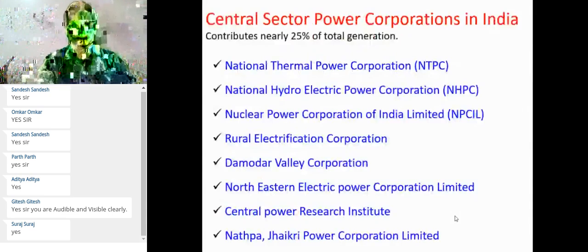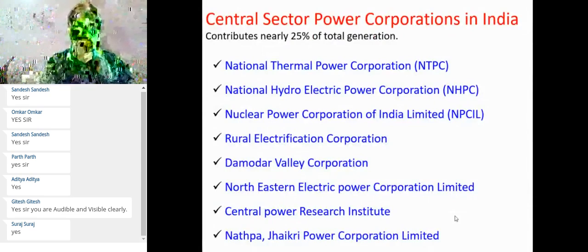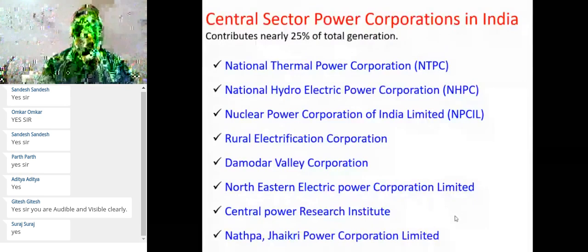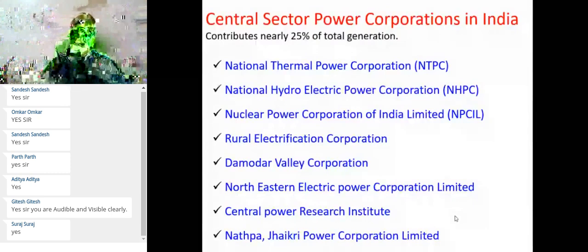Now these are the different central sector power corporations which are operating in India. These power corporations are established by the government of India, and they have their plants across various states in India. As far as the total power generation at the national level is concerned, these corporations contribute nearly 25% of the total power generation. So one-fourth of the power generated is from the central sector.